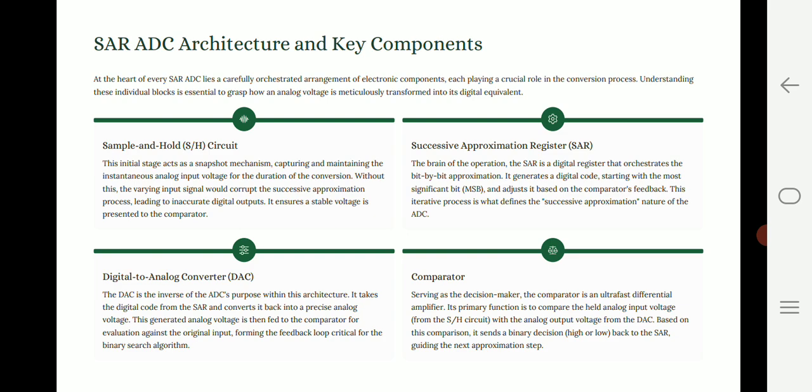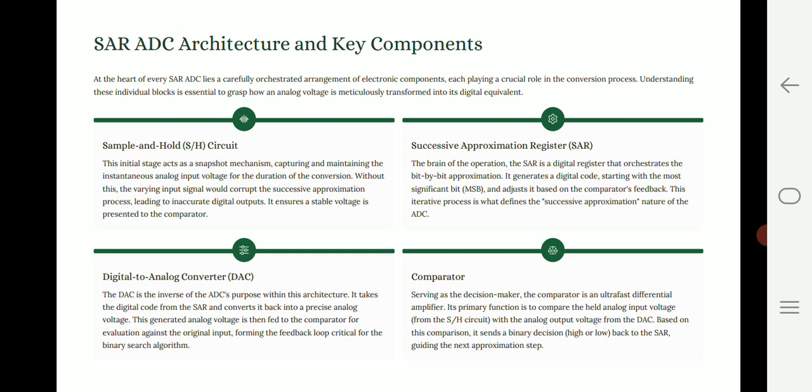So coming to the DAC. DAC is a digital to analog converter. It is the inverse of an ADC. Its purpose within this architecture is to take a digital code from the SAR and convert it into a precise analog voltage. For this purpose, we need to use a DAC.